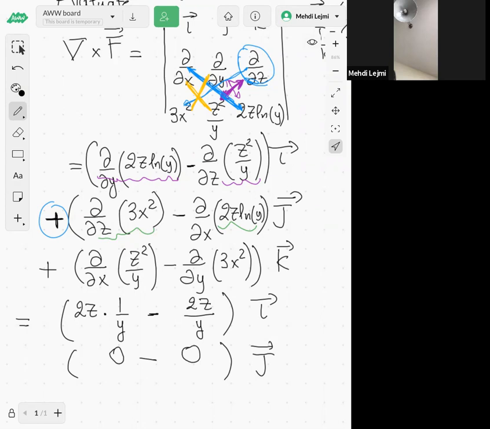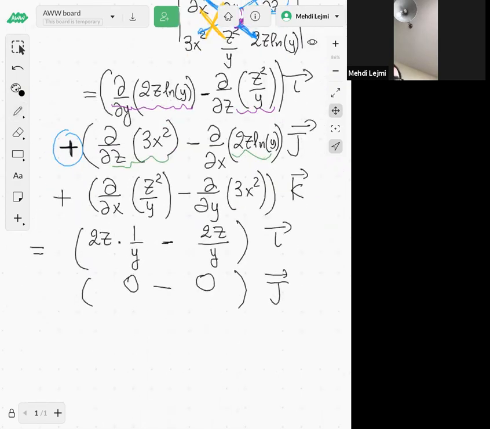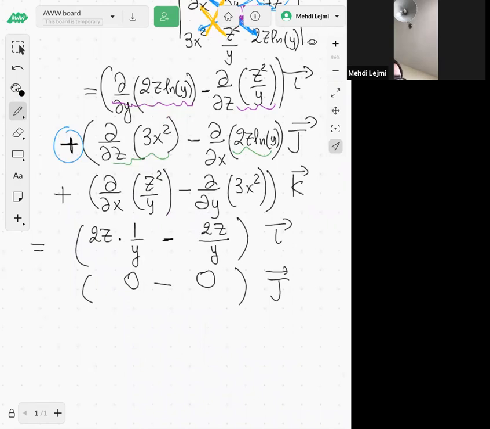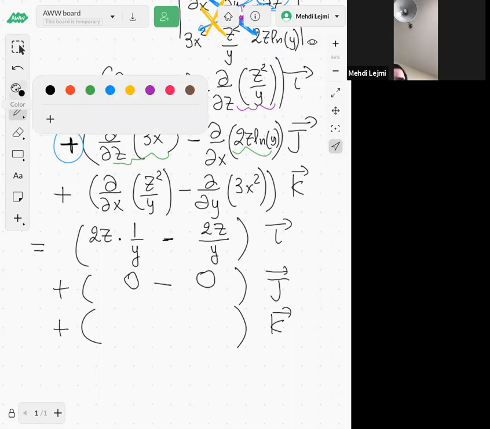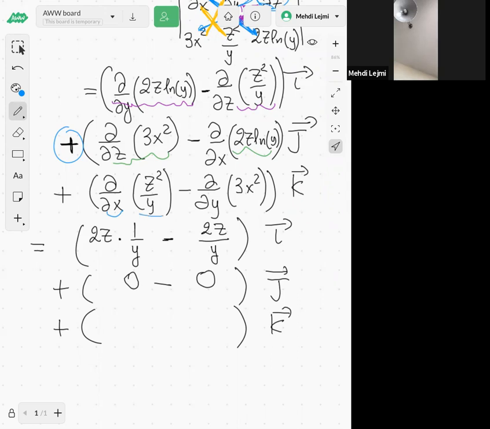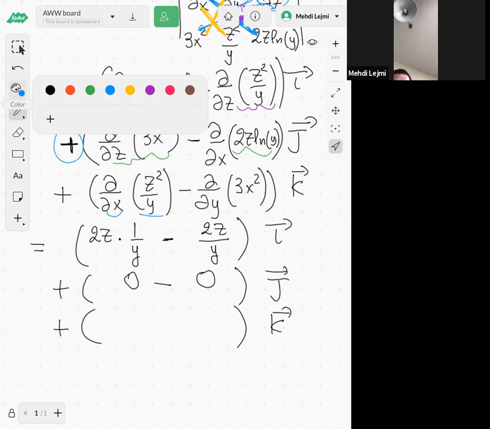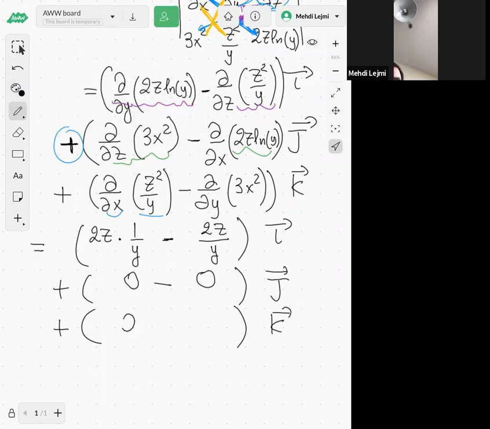Okay, and then for the last component, so this is plus. Here's my k. Same thing. Derivative with respect to x of this z squared over y. So z and y both are constant. So the derivative with respect to x would be just 0. So that would be 0 here minus, and the same here. 3x squared, derivative with respect to y, we assume x to be constant. So the derivative would be just 0. Okay. So the component of j, component of k, both are 0.